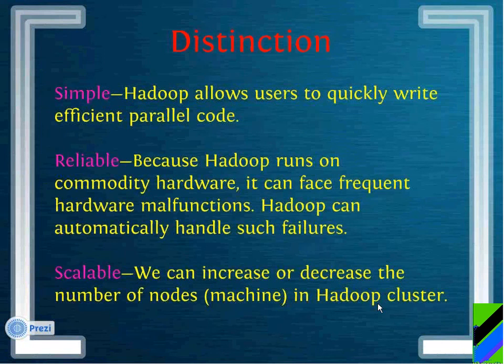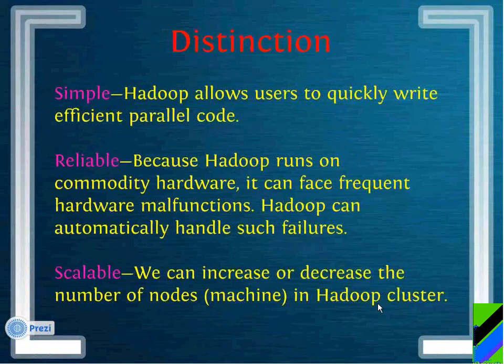As far as the hardware is concerned, you don't need to purchase any special server or any special hardware on the market. The next is that Hadoop allows users to quickly write efficient parallel code. It allows you to write such programs which can be executed on multiple machines at the same time. The next is reliability. As Hadoop runs on commodity hardware, commodity hardware means any simple PC or any laptop, whatever you are using at your home, that can be used as a Hadoop.